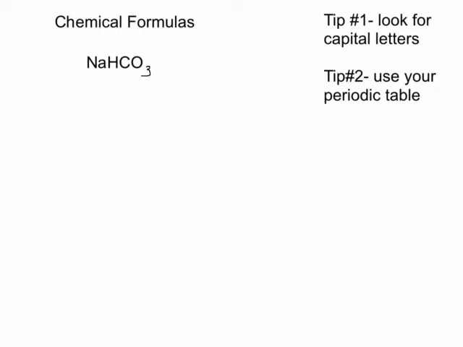If we look at the example here, we can see there's a capital N, there's a capital H, a capital C, and a capital O. All of those capital letters act like dividing lines that separate the different elements. And so that's when you go to your periodic table and you look to see if you can find an element whose chemical symbol is Na, and if you were to do that, you would figure out that Na is represented by sodium. If you kept looking, you could find H, and that one you might even know off the top of your head by now, that H is represented by hydrogen, C is carbon, and O is oxygen.